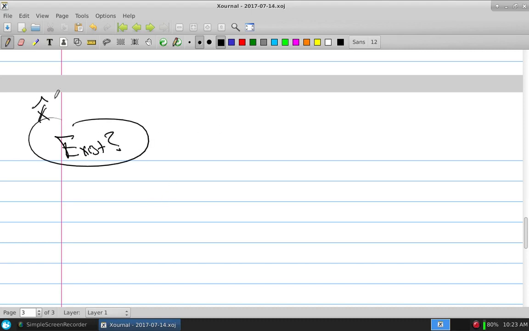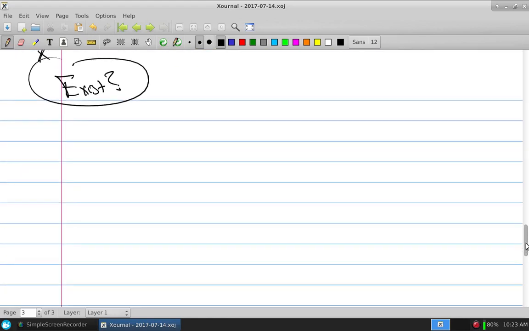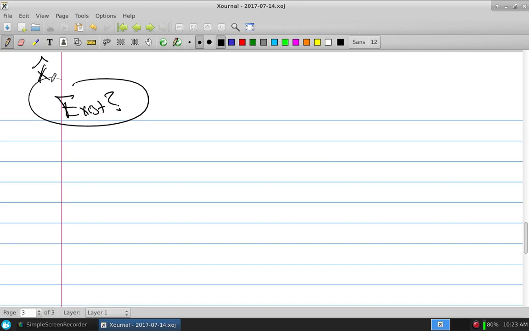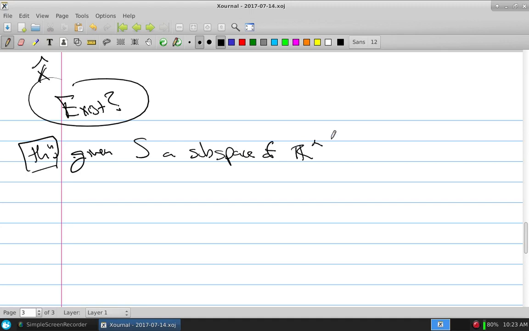Does this x hat actually even exist at all? Can I actually look for some sort of minima? In other words, does the minimum exist? All right, we have a theorem. What's nice about this theorem is that it doesn't even talk about the range of A. If we are given S, a subspace of, say, Rm. Now, we're interested in a particular subspace, but this theorem on existence works for all subspaces. It doesn't matter.